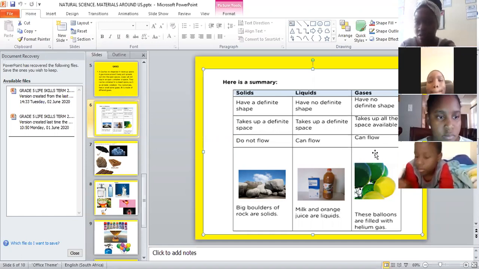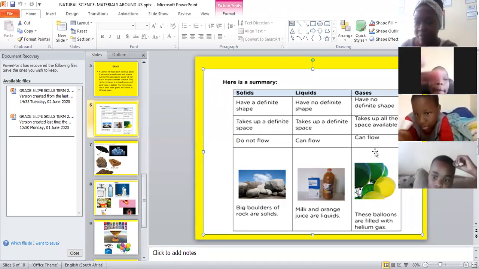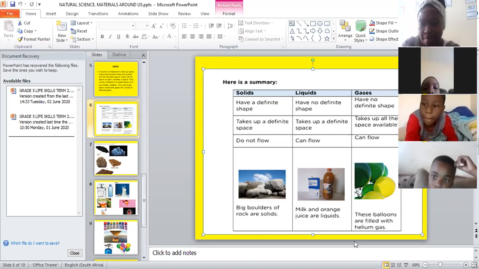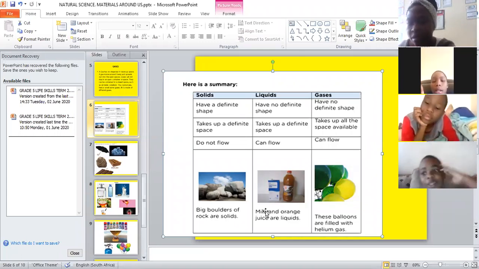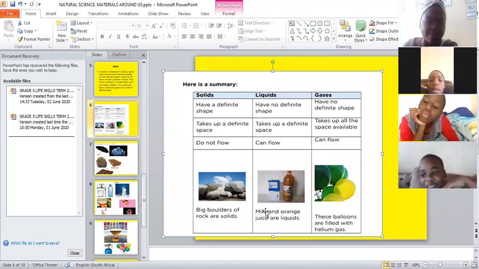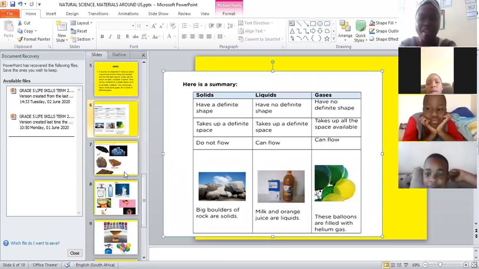Lehlohonolo, Bokamoso, can you read gases for me? Bokamoso? Okay, so Bokamoso is not here yet, or maybe it's the network. So Wipilo, welcome. Hello, ma'am. Sibusiso, why did you write Wipilo there? Welcome, my baby. Okay, so moving on.